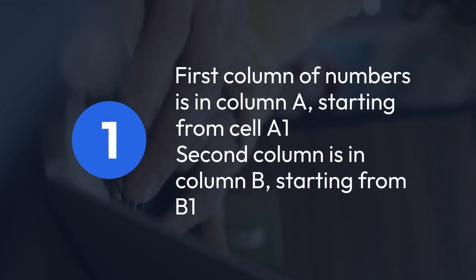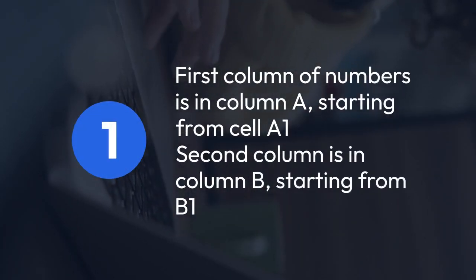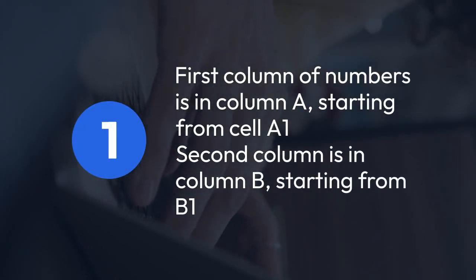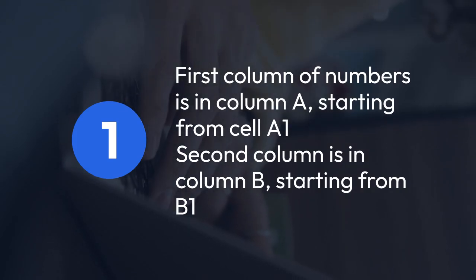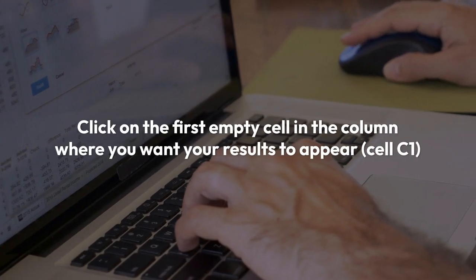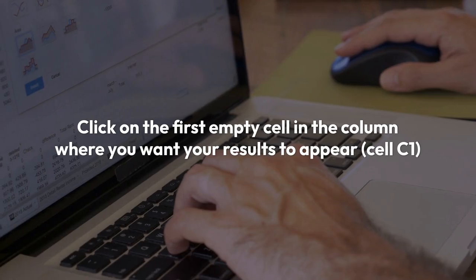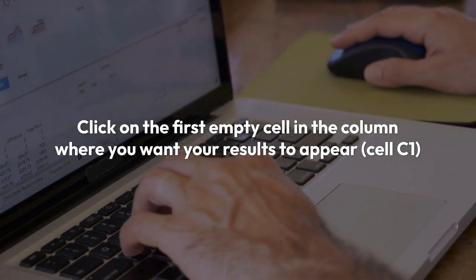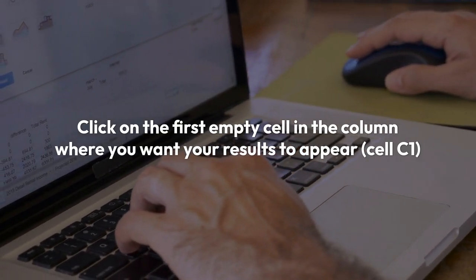1. Let's say your first column of numbers is in column A, starting from cell A1, and your second column is in column B, also starting from B1. To subtract column B from column A, click on the first empty cell in the column where you want your results to appear. Let's say cell C1.